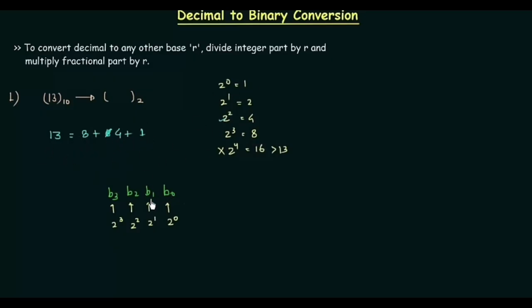And now we have to find out the values for b0, b1, b2, and b3. And it's very simple. You can clearly see 1 is 2 raised to power 0, and it is included. So b0 is going to be 1. 2 raised to power 1, which is 2, is not there. So b1 is going to be 0. 2 raised to power 2, 4 is there. So b2 is going to be 1. And 2 raised to power 3, 8 is also there. So b3 is also 1. So the binary number is 1101. The binary equivalent of 13 is 1101.